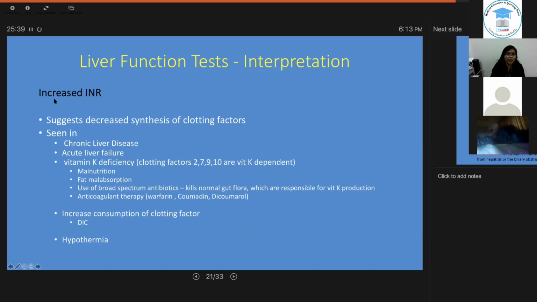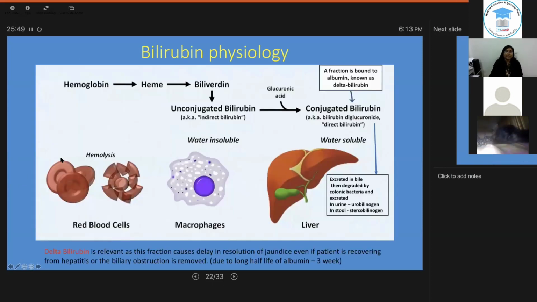So by looking at INR, we must look for in our mind, okay, these are the conditions in which this can be increased. Lastly is the bilirubin. What is bilirubin? Just revising our basic physiology. This comes from the senescent RBCs. Once they are hemolyzed, then heme is produced. Heme produces biliverdin. Biliverdin gets converted into unconjugated bilirubin. If we measure this fraction, this is known as indirect bilirubin.